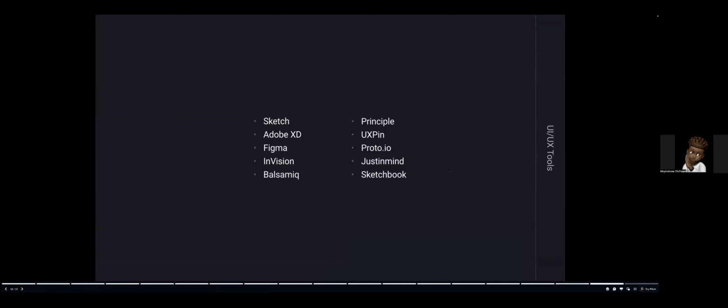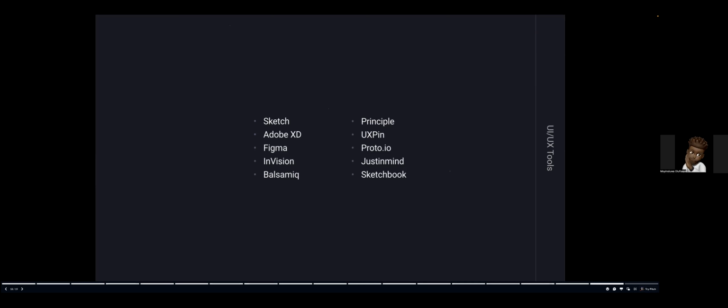And some of the tools are Sketch, Adobe XD, and Figma, which is what is popular with everyone. I also use Figma mainly. And InVision Studio is also something that most people make use of. I know some friends who make use of this one. And we have Principle, UXPin, Proto.io, Justinmind, and also Sketchbook. Most of these are prototyping tools, and they are also design tools themselves, where you can design your UI and create a better experience for products.